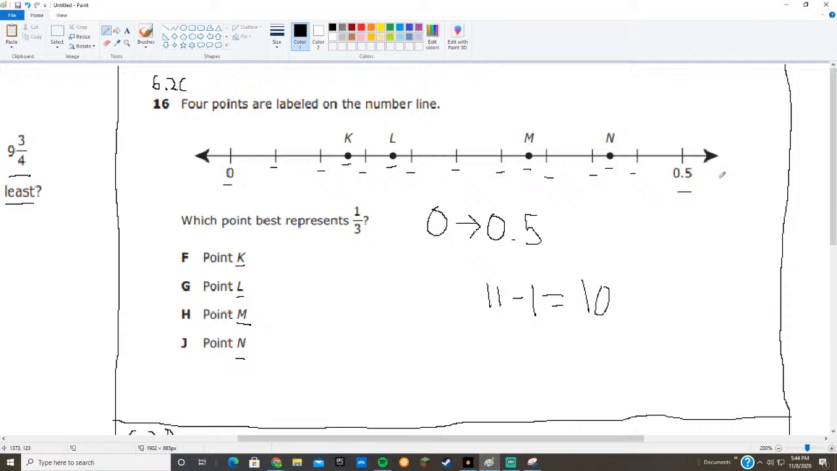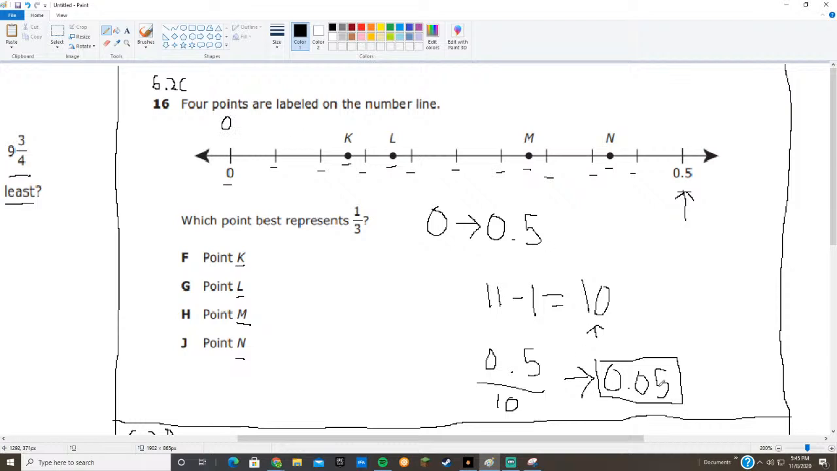You'll then take this last number on the number line, 0.5, and you'll divide it by this number. So 0.5 divided by 10 equals 0.05. And what's so special about this number? This number is how much we will go up each tick on the number line. So let's write it. I'm going to write it on the top actually so it's easier.